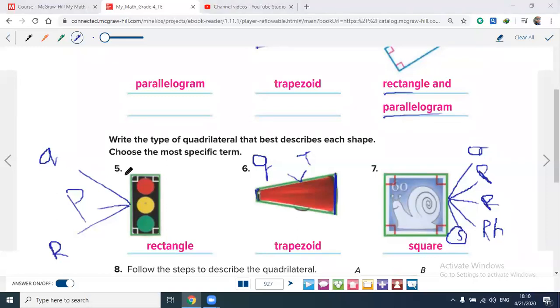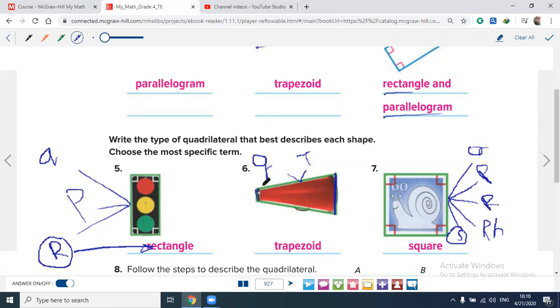Again, here, number 5, the shape is called a quadrilateral because it has four sides and four angles. Any polygon with four sides and four angles is called a quadrilateral. It is also a parallelogram because the sides are equal and parallel. I can also name it a rectangle because it has four right angles. The most specific term is rectangle.